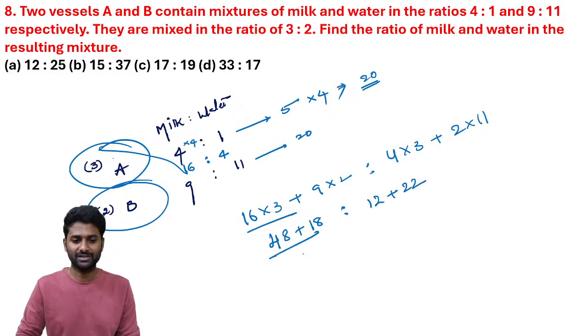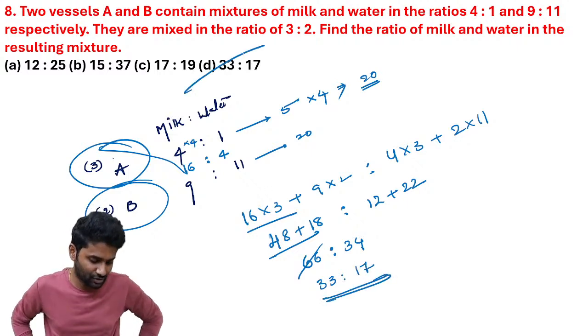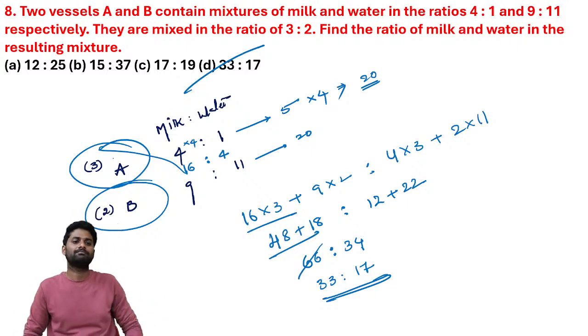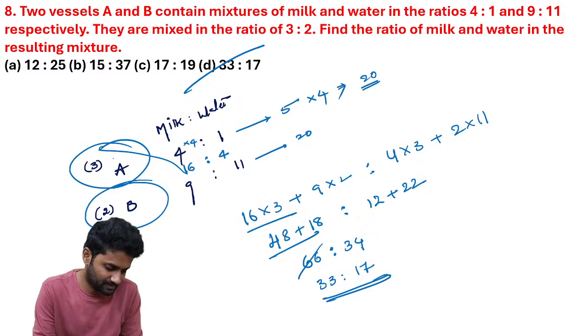Let's go for the calculation here. It's a value of 66 and 34. Let's go for the cancellation. It is in the ratio of 33 is to 7. If you mix in the ratio of 3 is to 2, the final milk and water ratio is 33 is to 7. Clear?